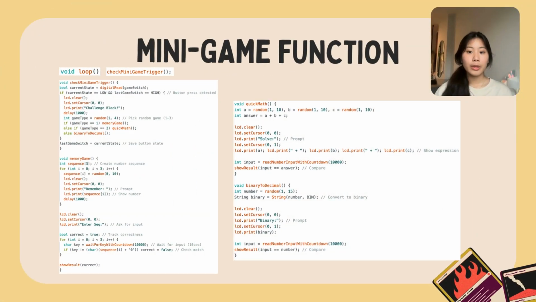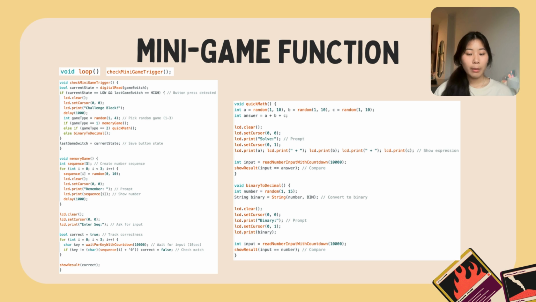Next, this code handles the Micropoly minigames. In the check minigame trigger function, when the game button is pressed, it randomly selects one of 3 games. The memory game function shows a 3-digit random number sequence, then checks if the user entered it back correctly using keypad input and a 10-second countdown.